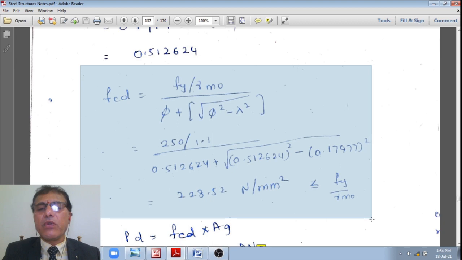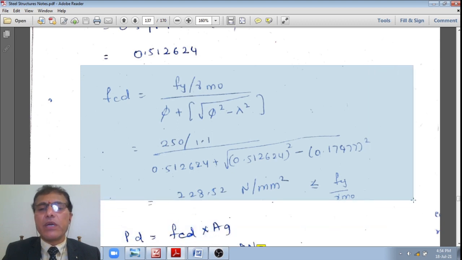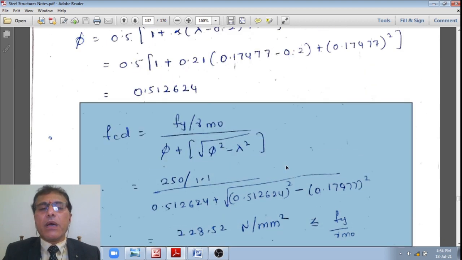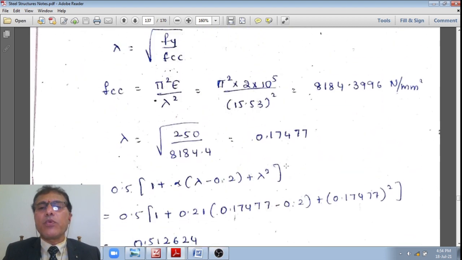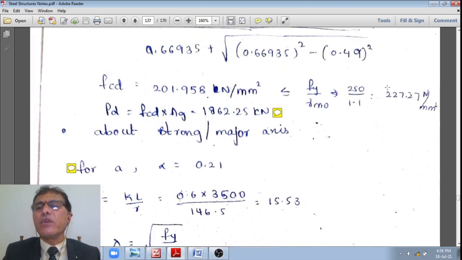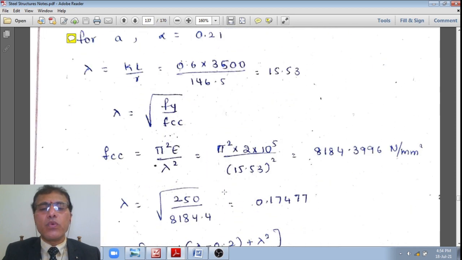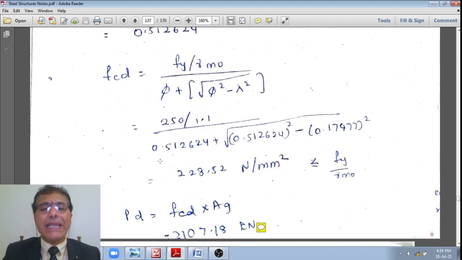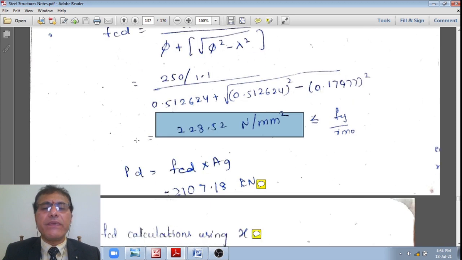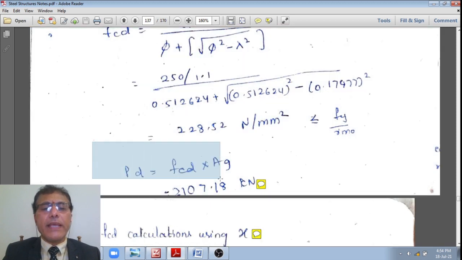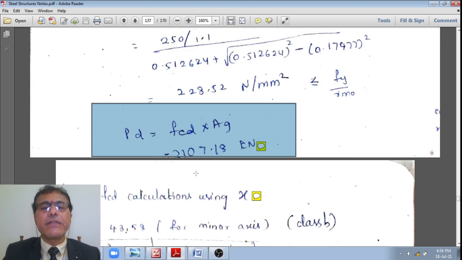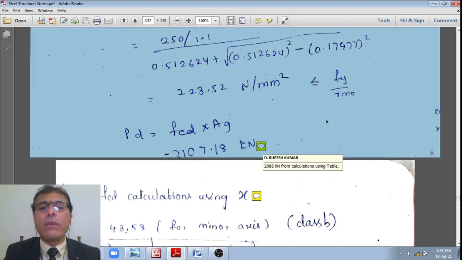It should be less than or equal to fy divided by gamma m0. Just now we have seen that it worked out to 227.27, student. Therefore, this 223.52 is less than 227.27, so it is okay. Therefore, the load carrying capacity about the major axis is fcd, 223.52, multiplied by the gross area, divided by 10 to the power 3. It works out to 2107.18 kilonewton.